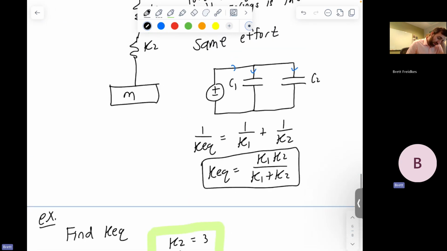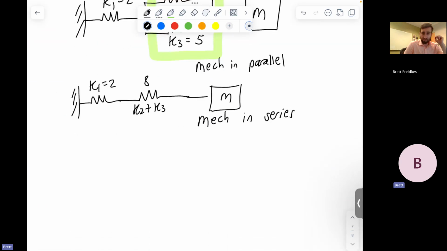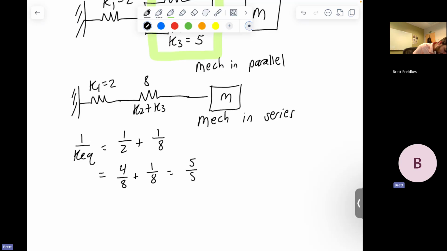As I just showed, we can find the equivalent of them based on the reciprocal nature of the stiffness. So I'll say 1 over K equivalent will be 1 over 2 plus 1 over 8, which we can do in our calculator if we want, or we can just use fractions. 1/2 is 4/8 plus 1/8, that is 5/8. So KEQ will be the reciprocal of that, 8 over 5, which ends up being 1.6 newtons per meter.